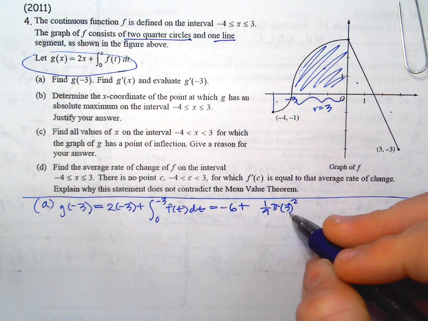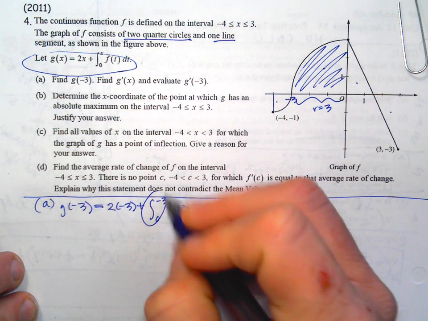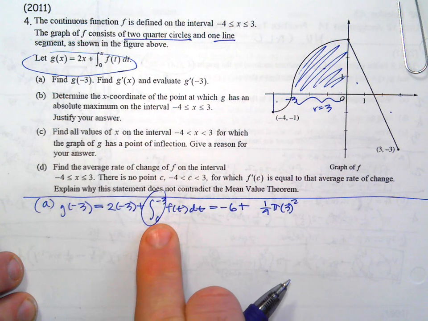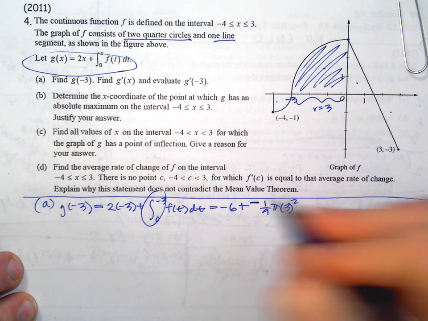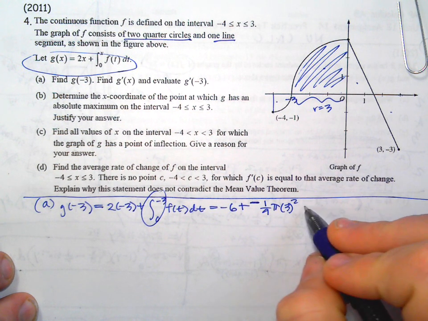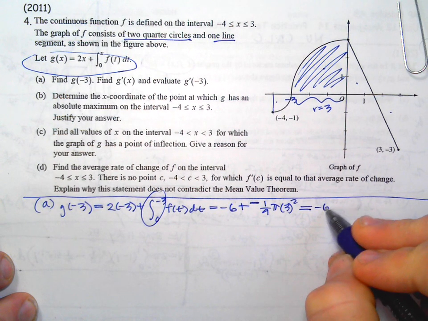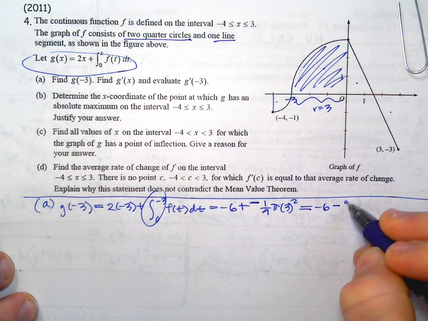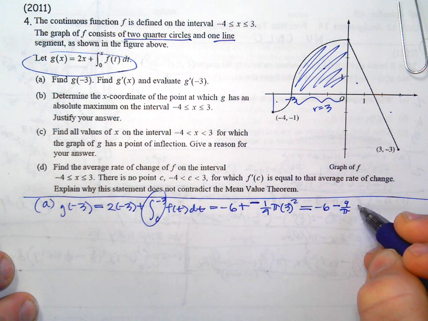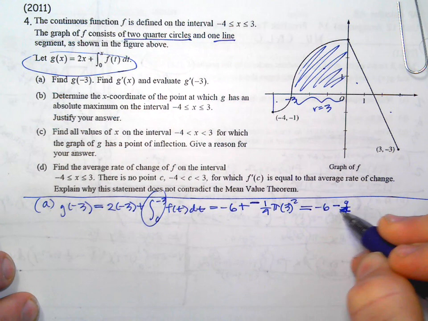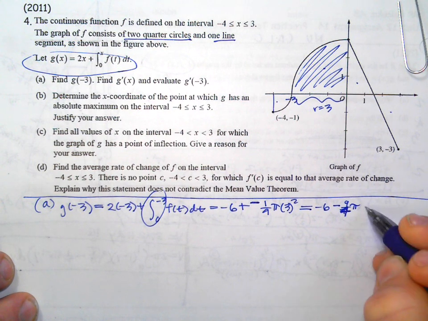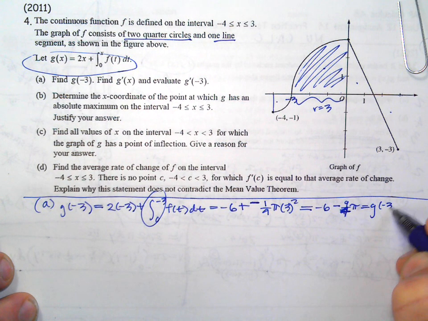The thing about this is, yeah, that's positive area, but look at your limits. They're going backwards. They're going from biggest to small. So we have to put a negative there. And that would be a common mistake. So -6 minus 9/4 pi. That's your answer. That's g of -3. That's a point.